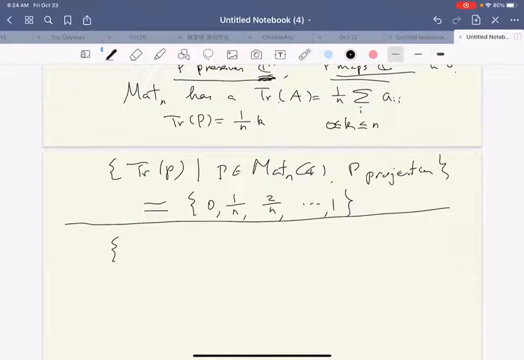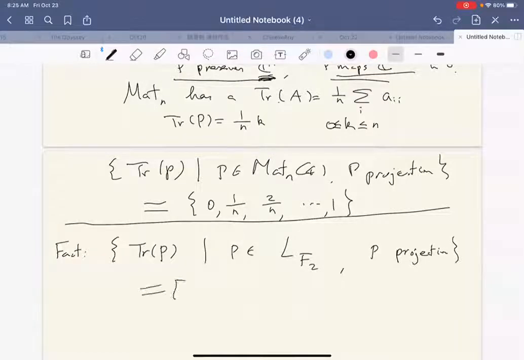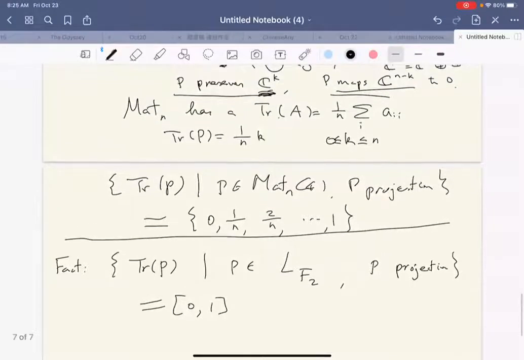So if I take the trace of p, now this time p belongs to this II-1 factor. This is a fact: this set is the closed interval 0 to 1. This is the last result I want to talk about today. Let's see why this is so interesting and why von Neumann was very excited about this.